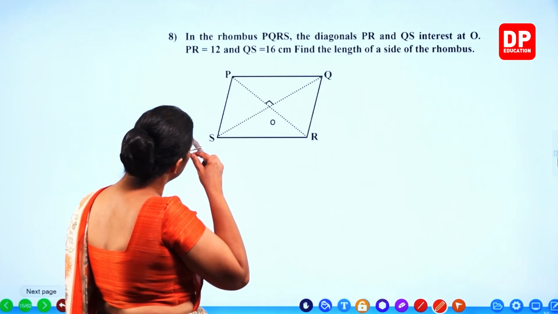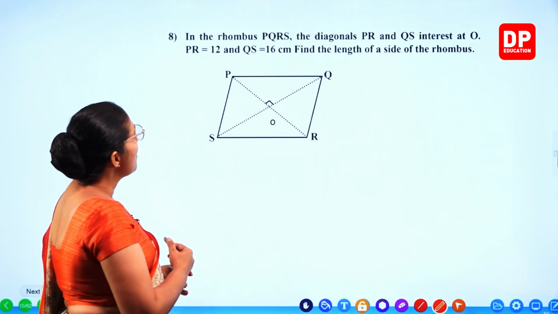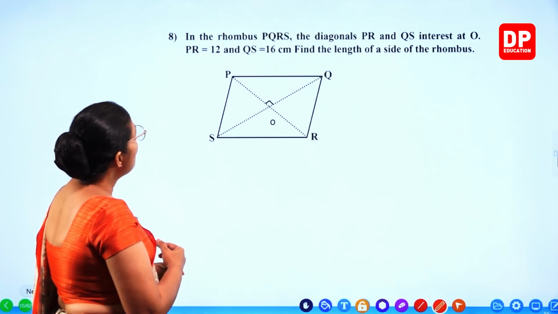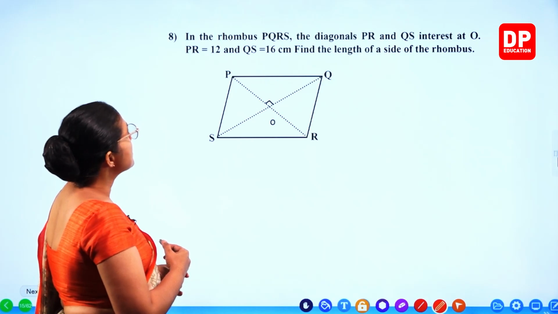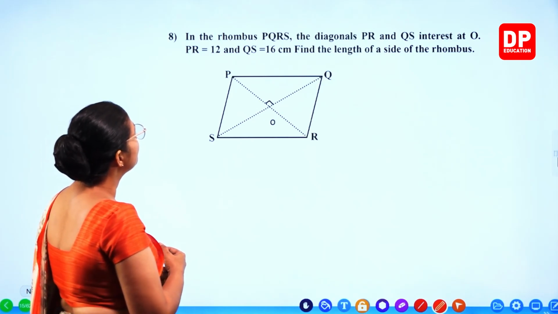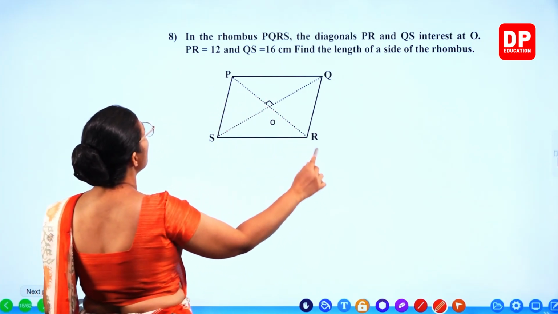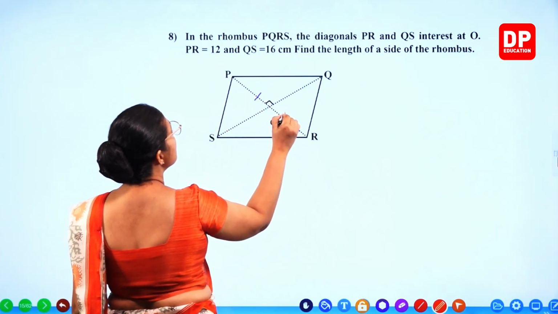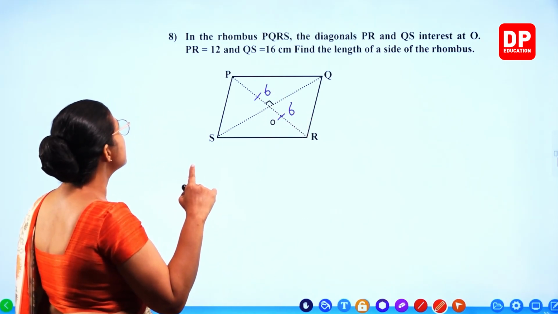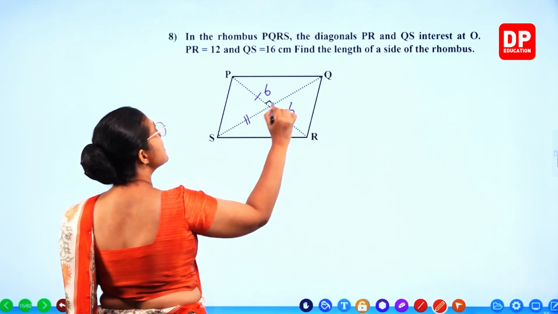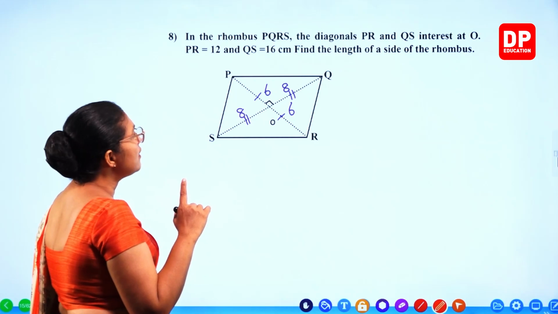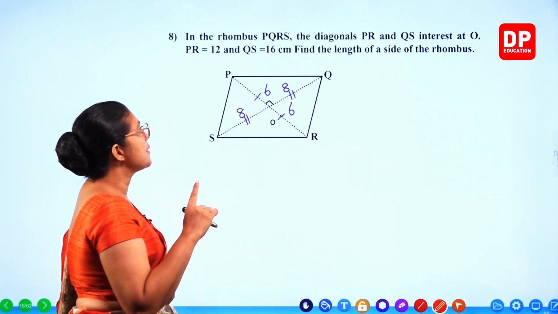Question number 8. In the rhombus PQRS, the diagonals PR and QS intersect at O. PR is 12. PR, this length is 12. So this is bisecting. So that means 6 and 6. QS is 16. So that means this is also bisecting, 8 and 8. Find the length of a side of the rhombus.